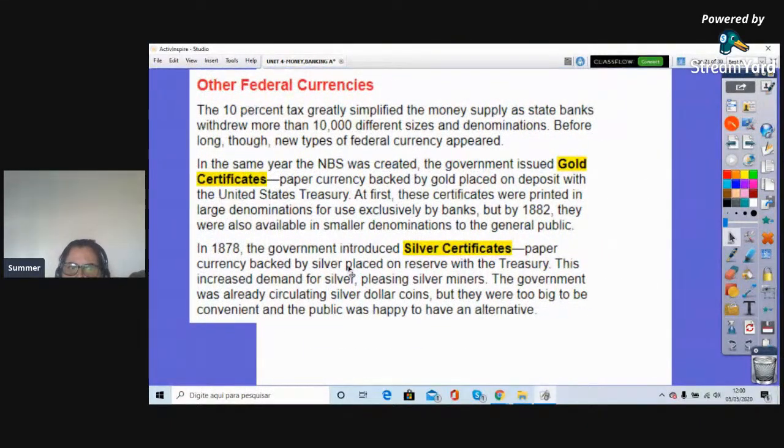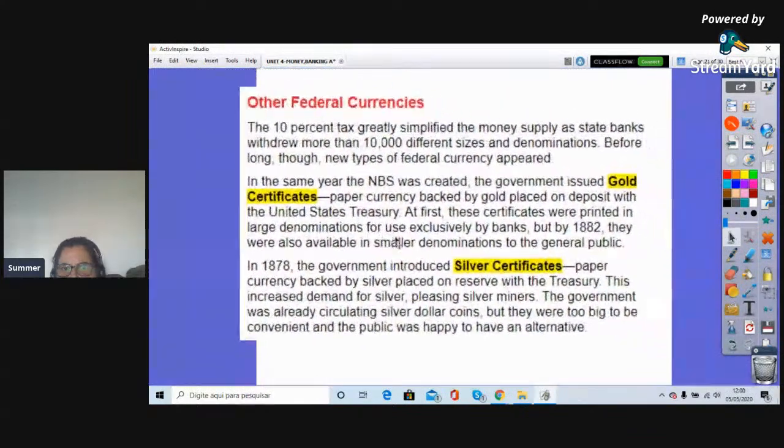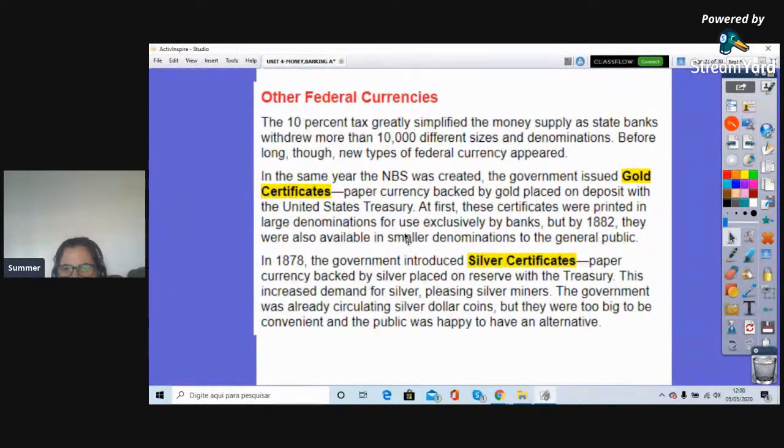In 1878, the government introduced silver certificates. They are paper currency backed by silver, placed on reserve with the treasury. This increased the demand for silver, which was very good for the silver miners. The government was already circulating silver dollar coins, but they were too big to be convenient, and the public was happy to have an alternative.